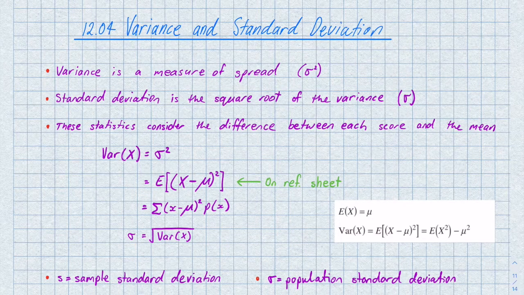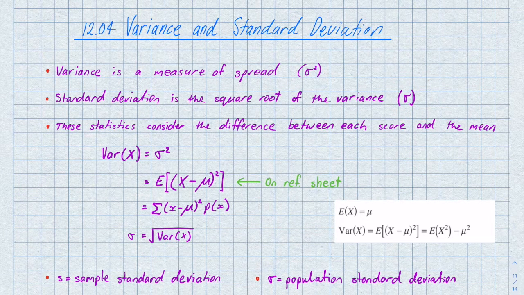So exercise 1204 is about variance and standard deviation. Variance is a measure of spread, how spread out our data is. If it's really, really spread out, we're going to have a big number. If it's not so spread out, we'll have a much smaller number. And the symbol for variance is this sigma squared. That's a lowercase sigma. Sigma is actually the symbol for standard deviation.